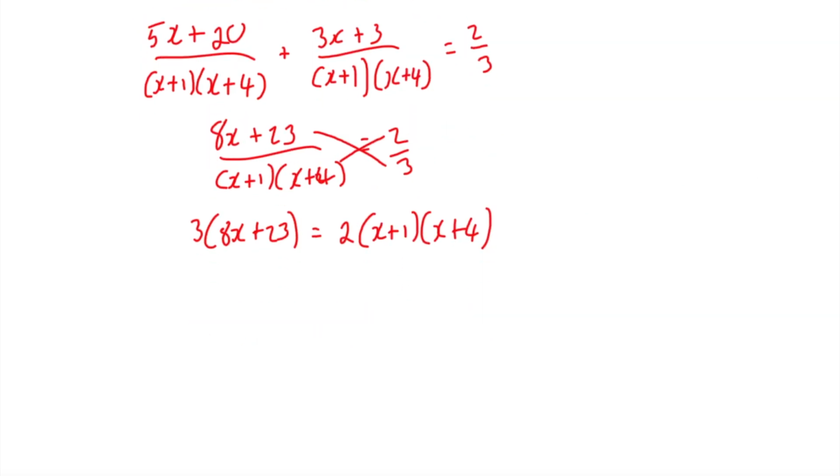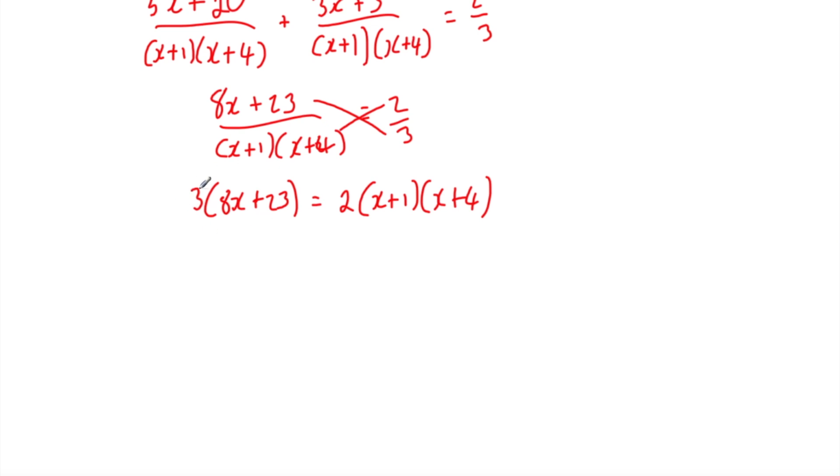Okay, so now what we're going to do is expand our brackets. So on the left hand side, 3 times 8x would be 24x, and 3 times 23 would be plus 69, and that equals, and then here we're going to have our 2, and let's expand our brackets here and see what we get. So x times x is x squared, x times 4 would be plus 4x, 1 times x would be plus x, and then 1 times 4 would be plus 4. Okay, and now let's simplify this.